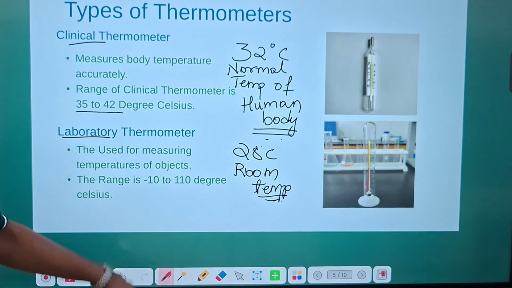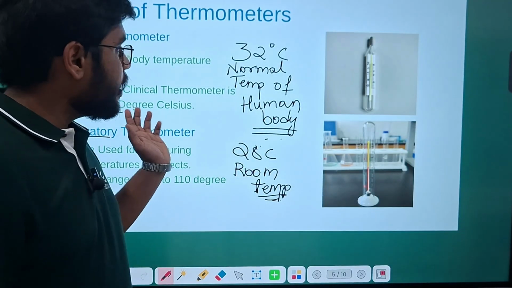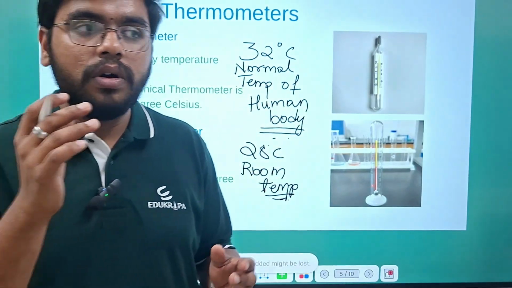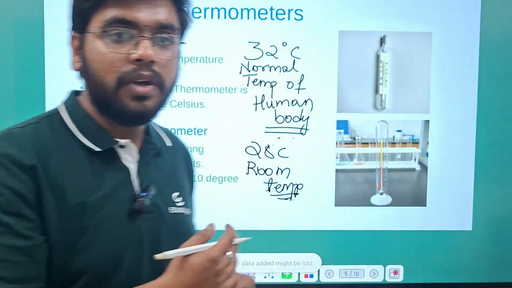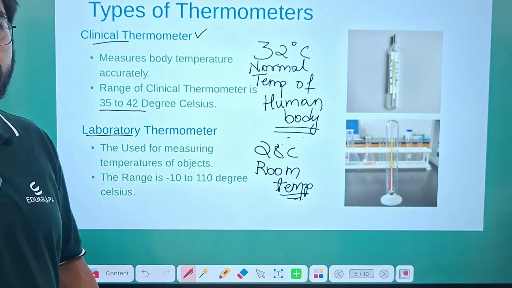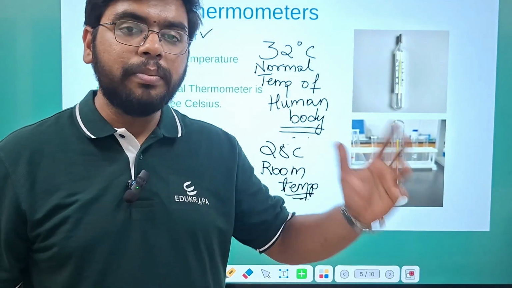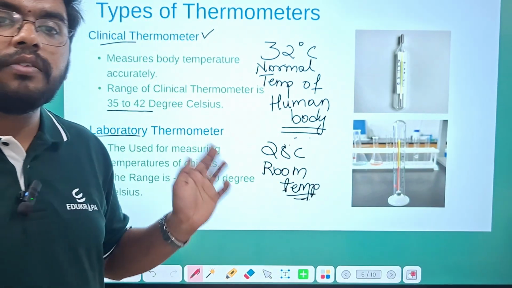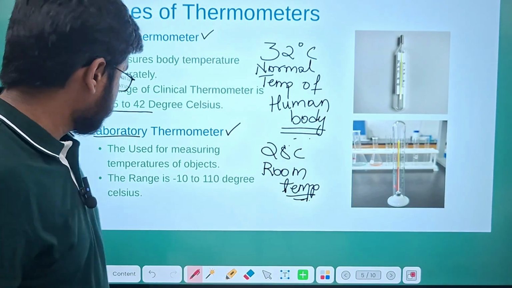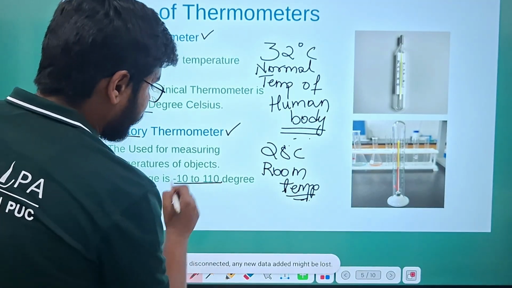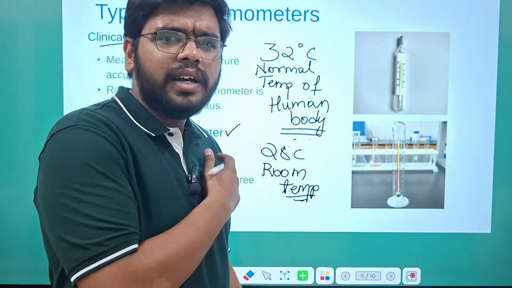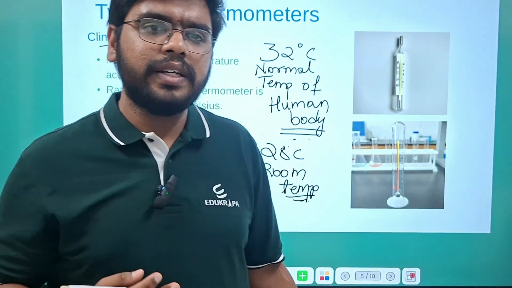Okay. Next is the laboratory thermometer. The clinical thermometer is with respect to us. If you want to measure the temperature of an organism or any human being, we use the clinical thermometer. If we want to measure the temperature of an object, does the clinical thermometer work? It won't be as accurate, because the laboratory thermometer's range is from minus 10 degrees Celsius to 110 degrees Celsius. Why is the range of the laboratory thermometer minus 10 degrees Celsius?